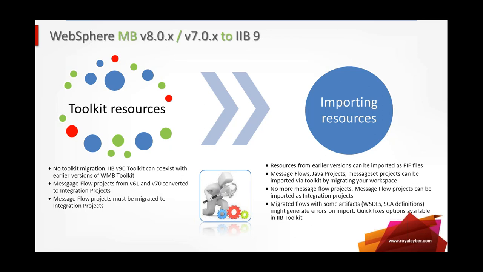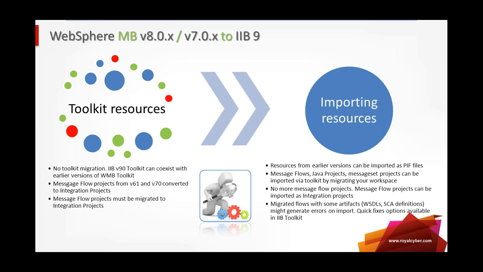But the thing is that you cannot use those converted artifacts in your older version toolkit. That is not allowed. Once you have migrated or converted your message flow to the newer IIB 9 version, you cannot use your old toolkit to modify those artifacts. It is the same with the resources. You can export your resources as a project interchange file, import those resources again in the toolkit, and they can be easily migrated in that way.